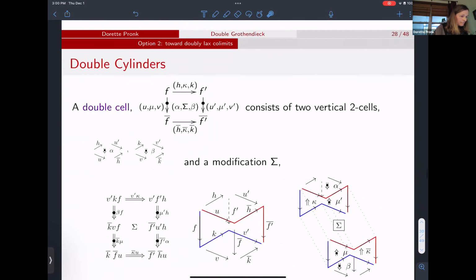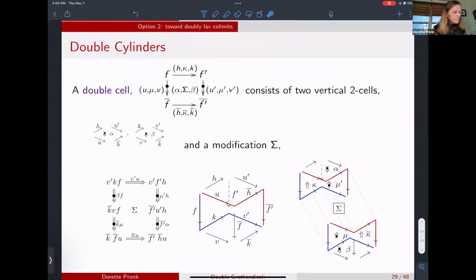Now a double cylinder, ready for the big picture. So we have here on the corners 4 objects with our double functors drawn vertically. That's those 4. And then we have the vertical transformations, one F to F bar sitting here, and this one here sitting here. So those are the vertical arrows. Then there's the horizontal ones sitting here on the back and the front on the right.